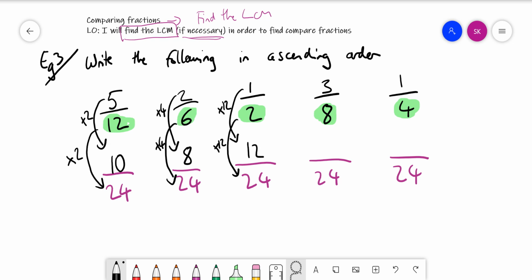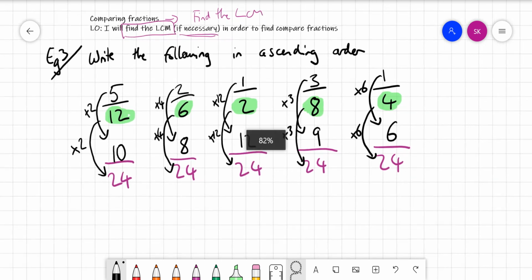A half is the same as 12 over 24. Three over 8 is the same as 9 over 24. And 1 over 4 is the same as 6 over 24. Now that all these fractions have the same denominator, hopefully it's fairly simple how we put them in order.